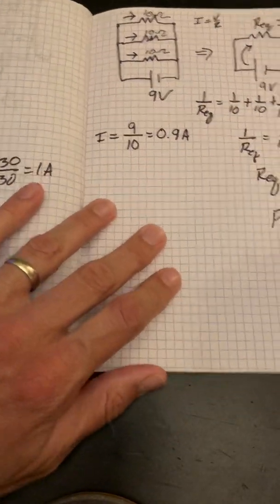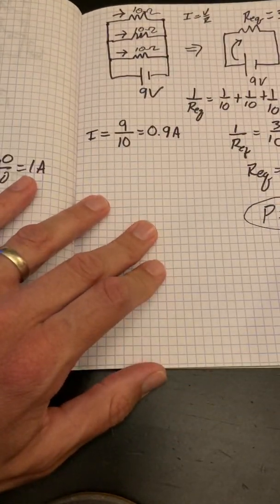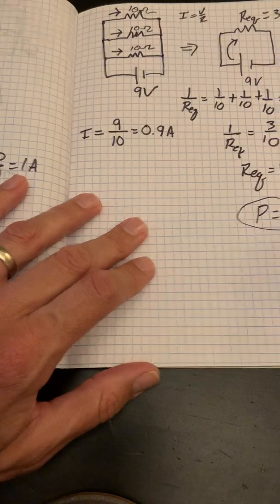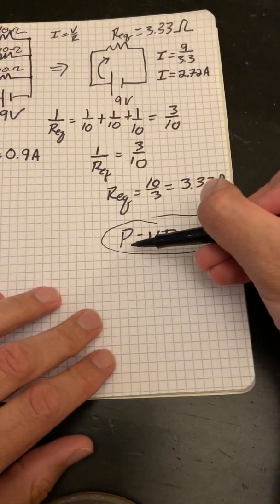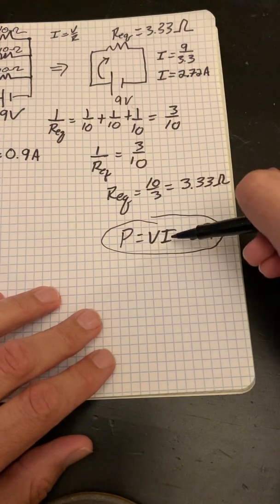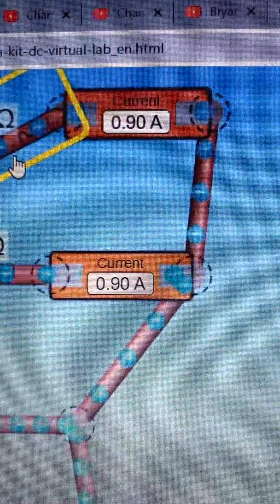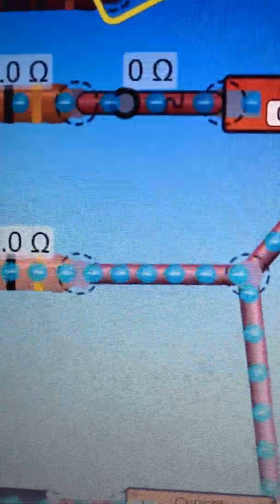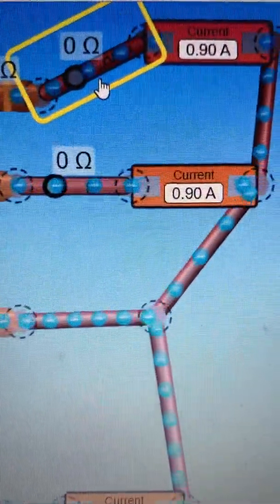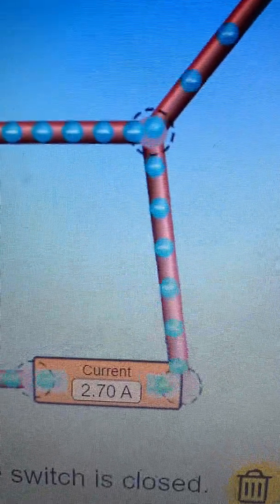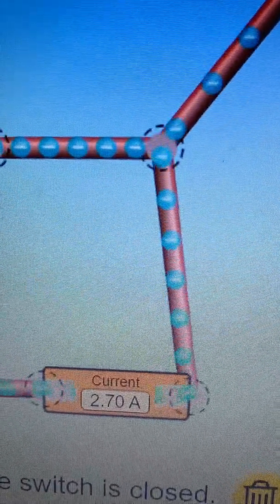Okay. Remember, the whole goal is to find the power being dissipated, so I need to find the voltage and the current flowing through each. And if you look at my circuit here, 0.9 amperes on that top, 0.9 amperes on that bottom one. And if I had an ammeter in there, you would see that one is 0.9 amperes as well. If you add 0.9 plus 0.9 plus 0.9, it should give us 2.7 amperes.